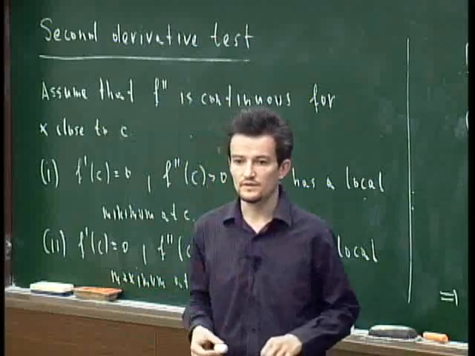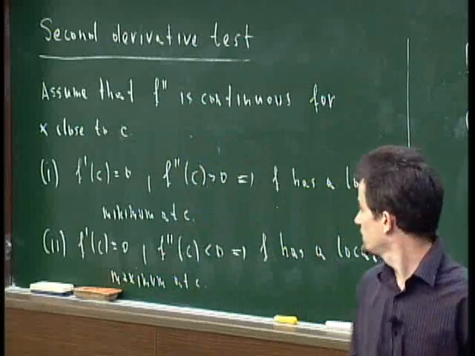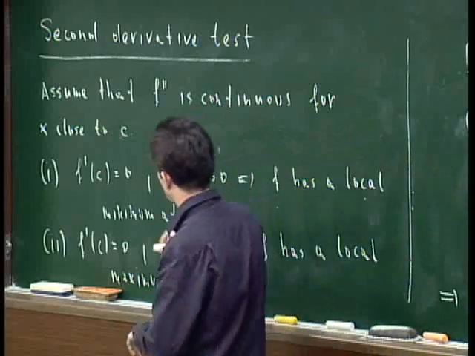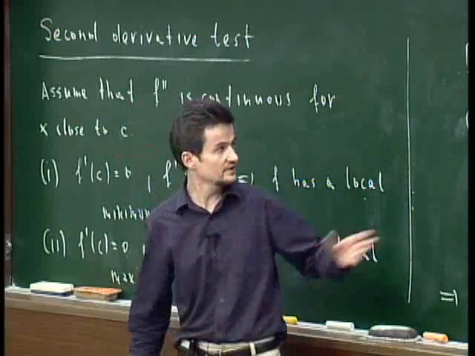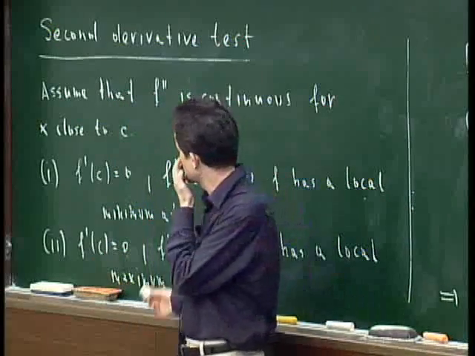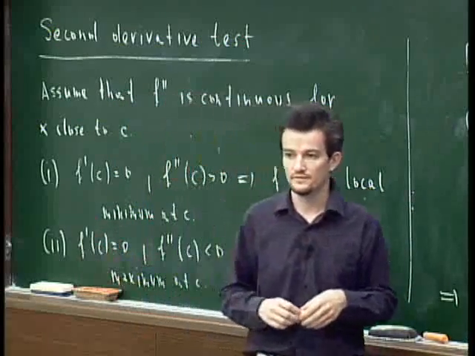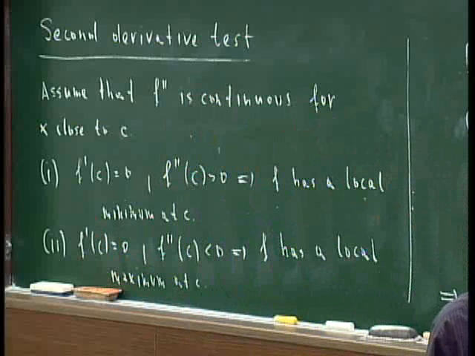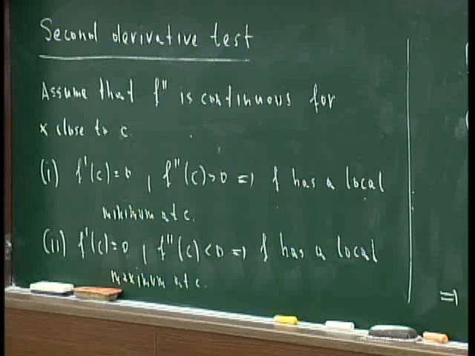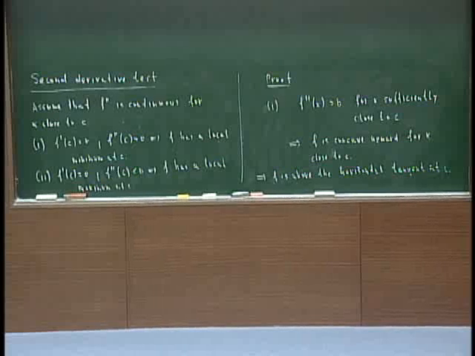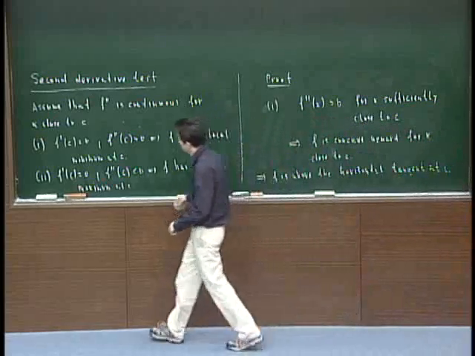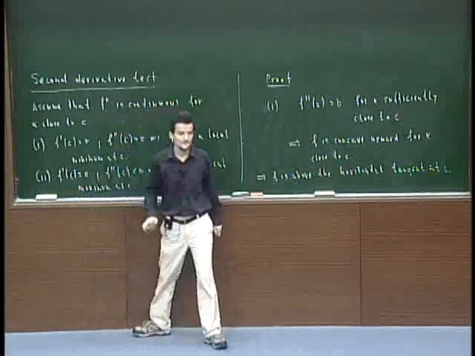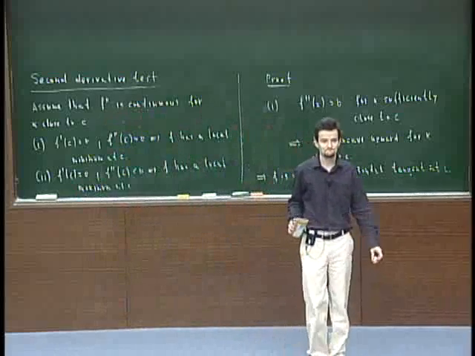And the same for the second part. But as I said, for the second part you can use either the same reasoning or you can replace the original function by minus f. Any questions about this? Any questions?